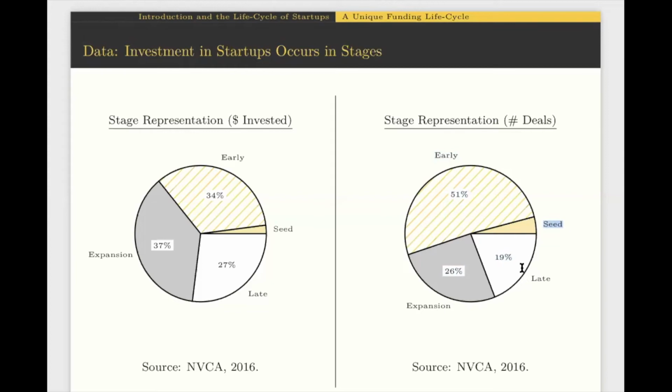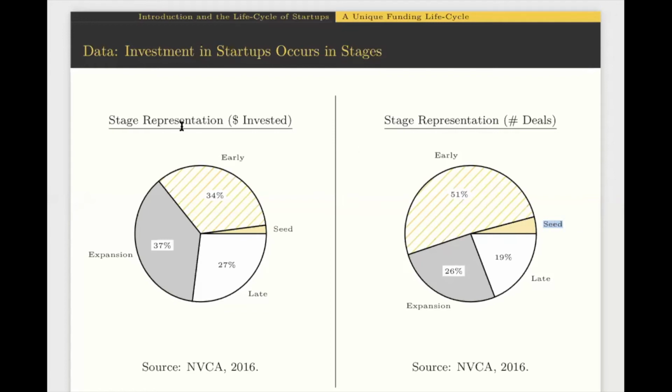I should highlight that this data is on venture capital funding. So these seed stage investments are seed stage investments undertaken by venture capital firms. Most seed stage investments are actually done by angel investors or angel investor groups. So this is undercounting the number of seed deals. I wouldn't put much weight on this, but the relative percentages for early, expansion and late stage do give you a rough sense of the distribution of investment stages beyond the seed stage for startups.